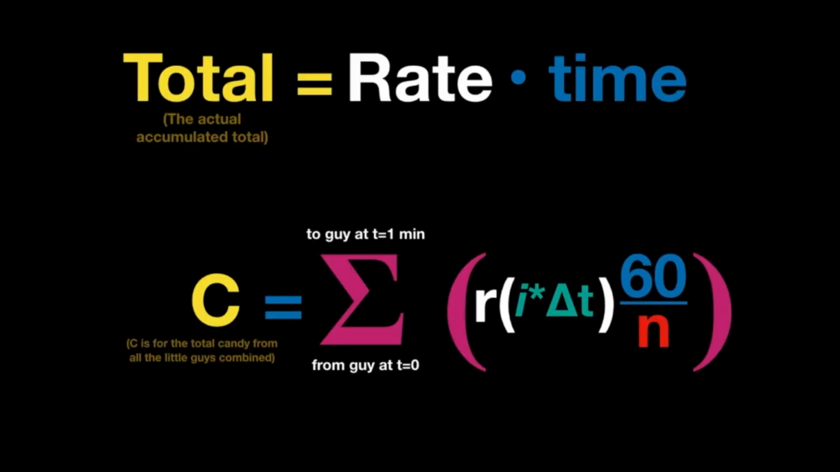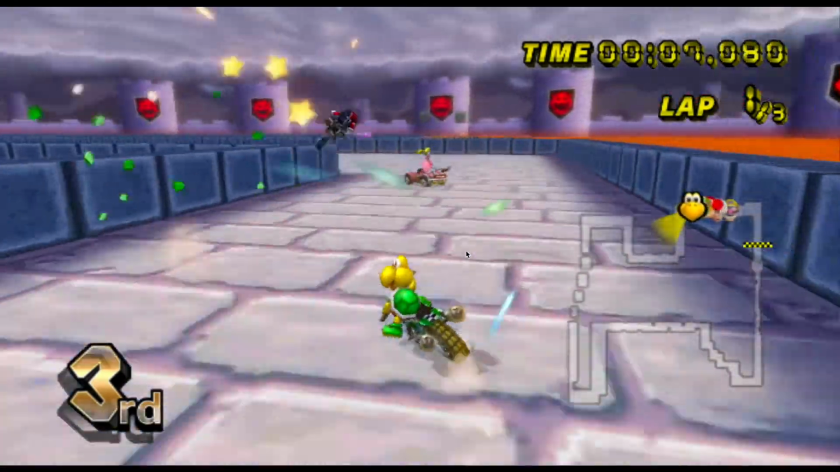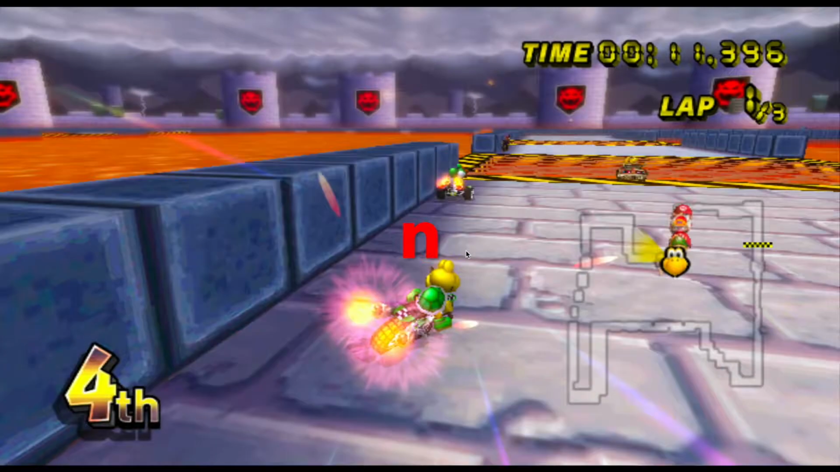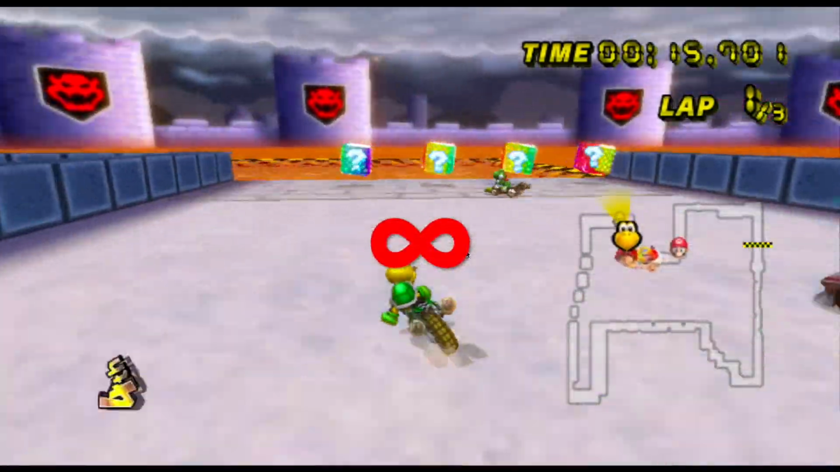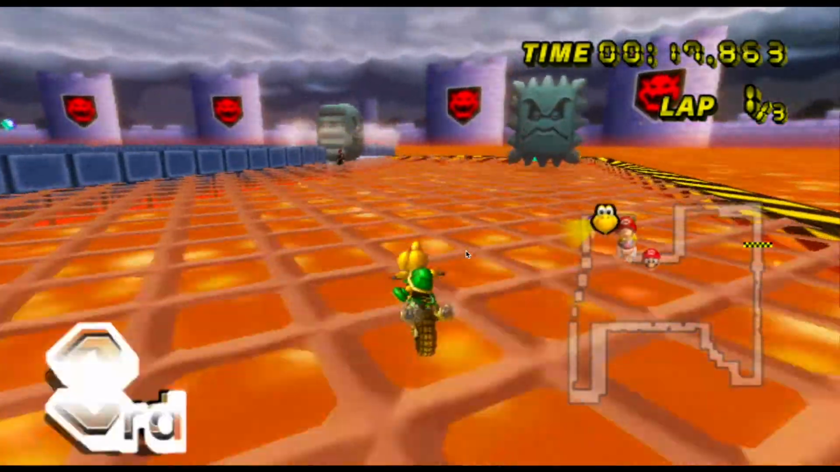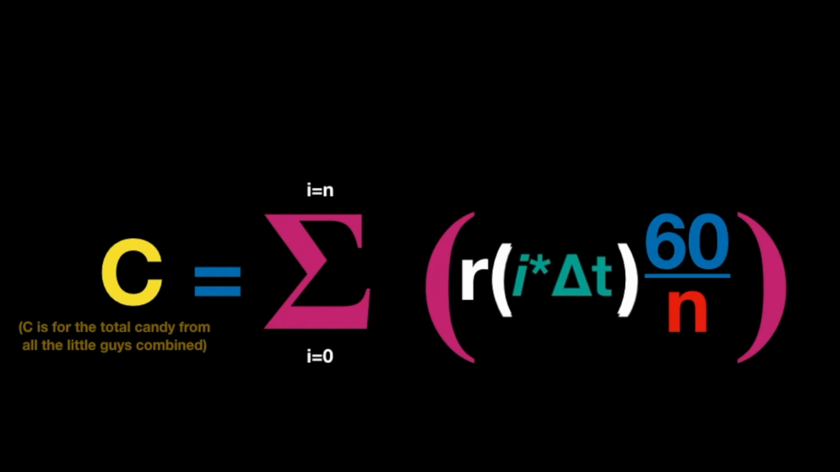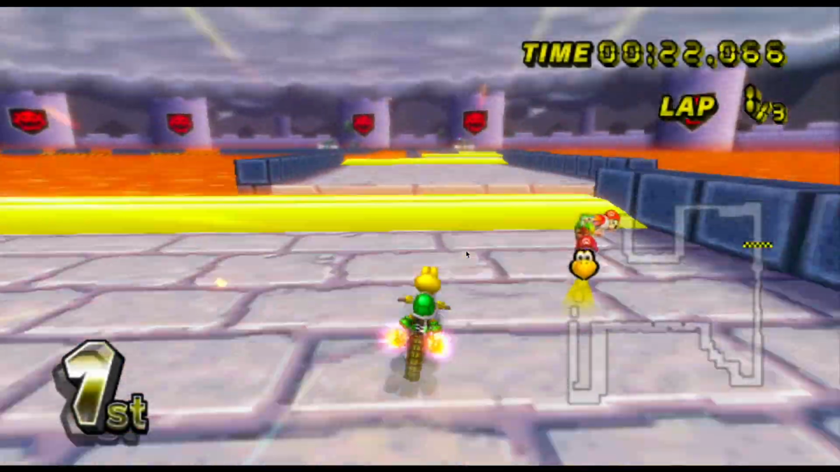If we change the limits on the summation to count from i equals 0 to i equals the total amount of people, n, we can get the total amount of candies given to us by all the infinitesimal people. But remember that n, the number of little people, is just infinity, since we broke it up into infinite little chunks of infinitesimally small amounts of time. So finally, we wrap this whole thing with a limit as n approaches infinity. This is what is known as the limit definition of an integral.